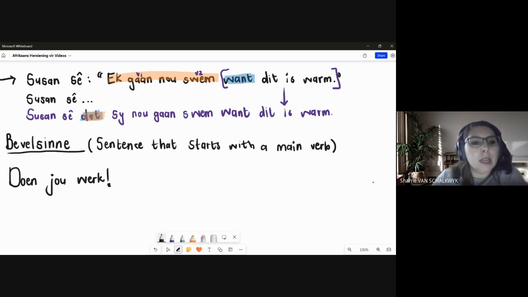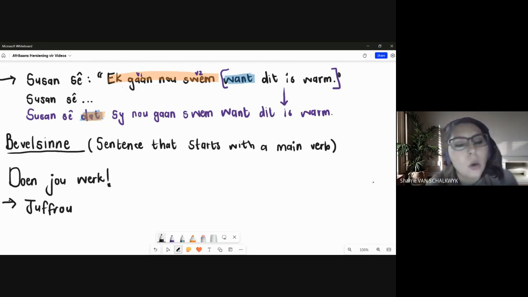But now we are busy with direct and indirect speech. So the sentence will look something like this. Juffrou. So I can scream this or I can say this. I can shout it or I can say it. So because I put an exclamation mark there, I'm going to scream it. So juffrou skree.